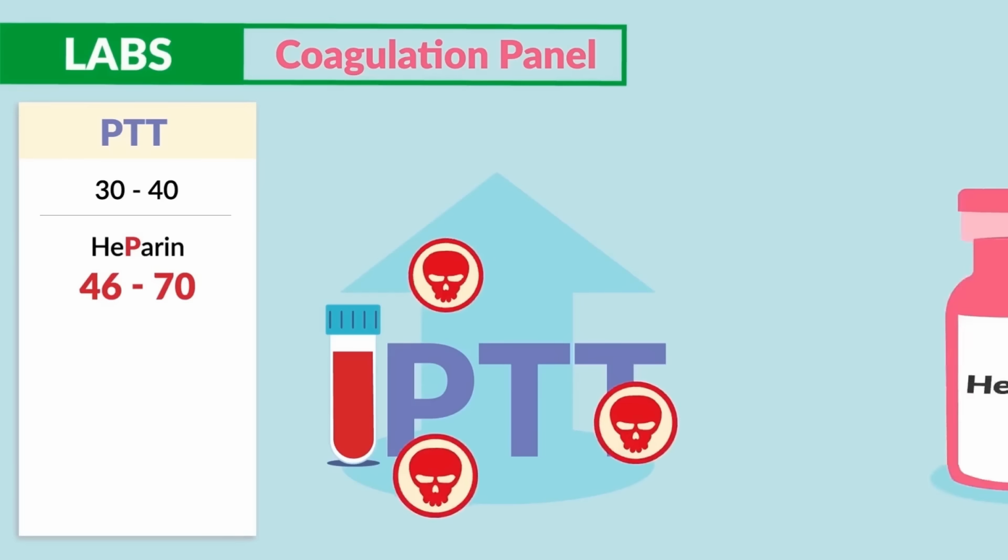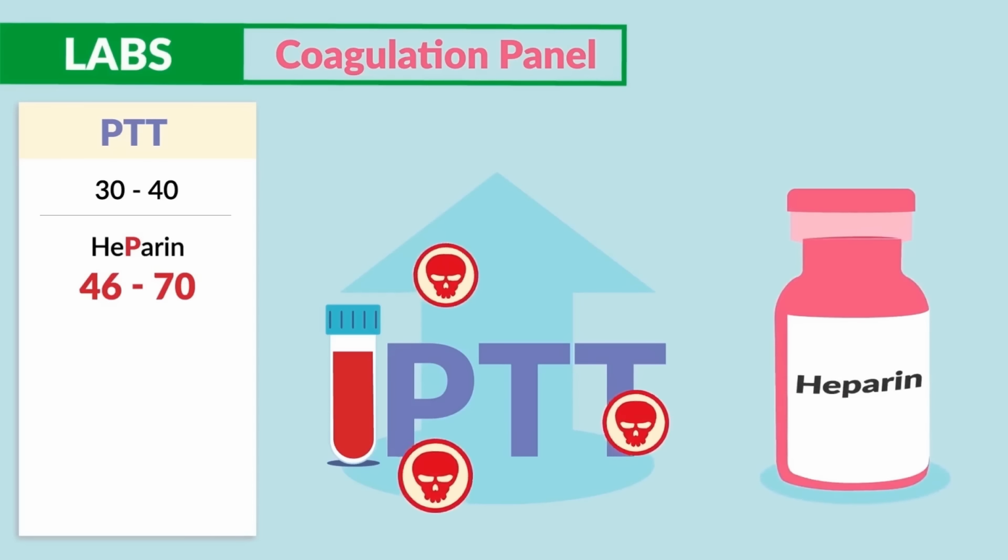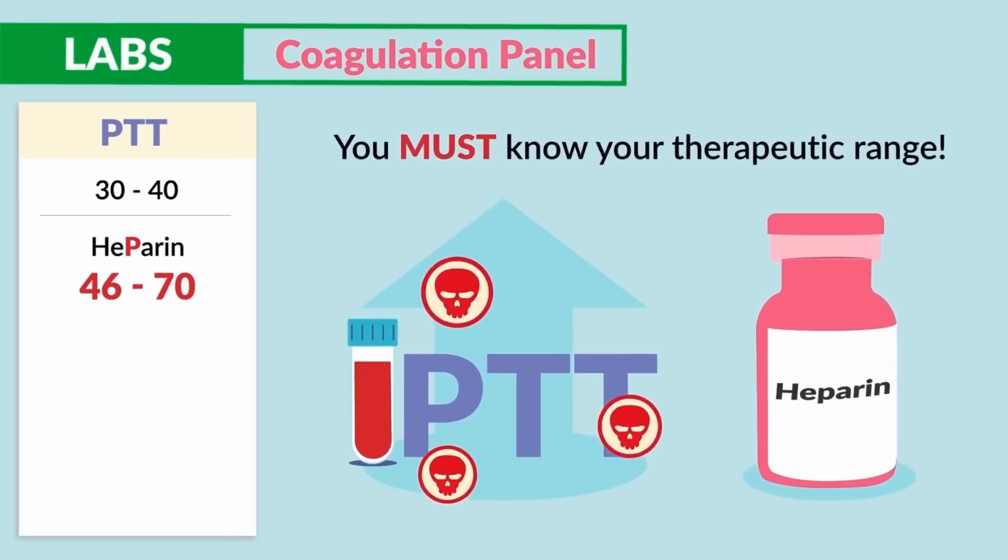And think of the P in heparin as PTT. You must know your therapeutic range. So again, write it down. PTT for heparin should be between 46 to 70.